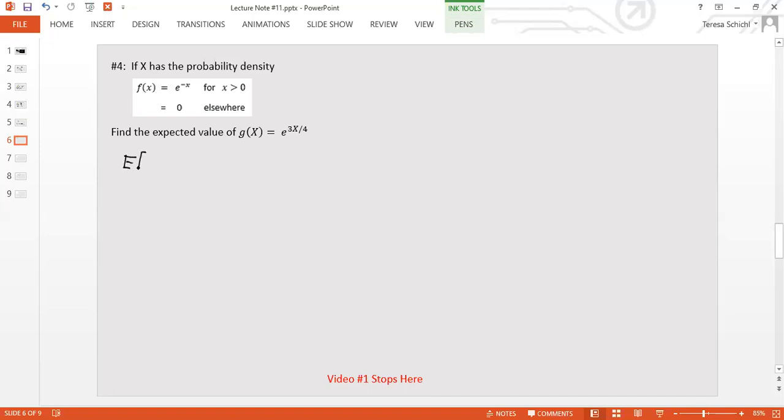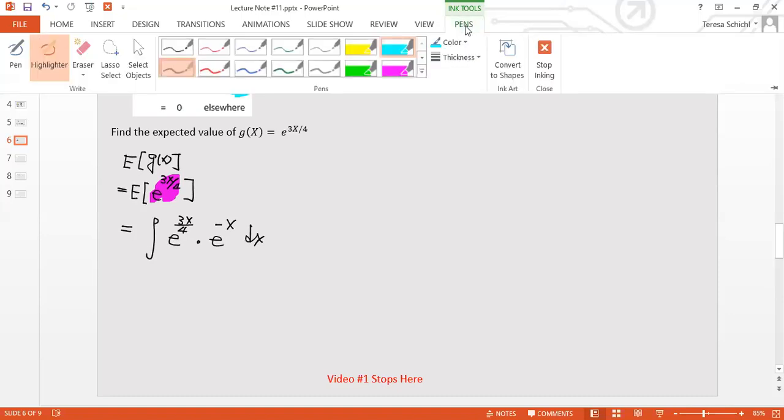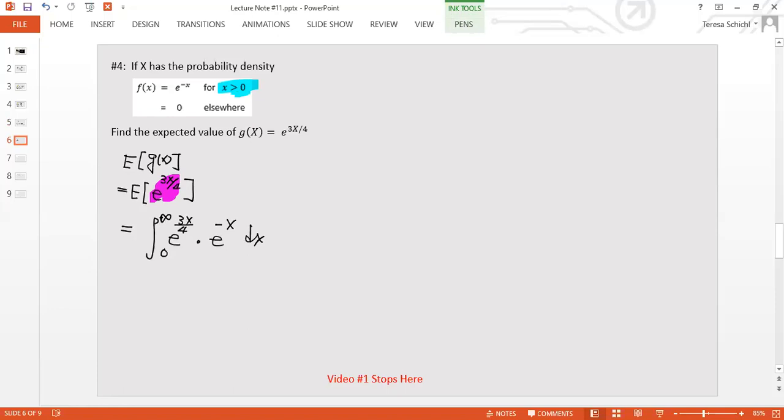So let's do one more time. This is the expected value of g(x). That means the expected value of e to the 3x over 4. Right? Remember, if I want to find the expected value, I use this function, and then I times the f of x, which is e to the negative x, and then dx. And what is the limit I'm using here? x is greater than 0, so it's 0 to infinity here.